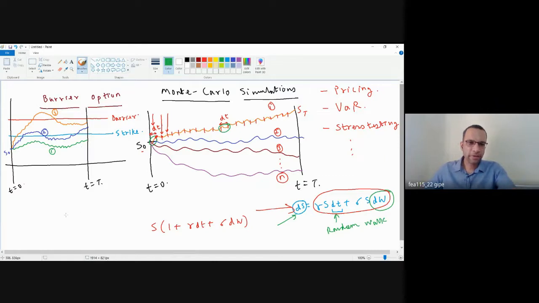Let's say I'm trying to price a barrier option of the type call, or maybe call or put. It doesn't matter actually. So let's forget call or put. We just want to understand the behavior for a barrier.